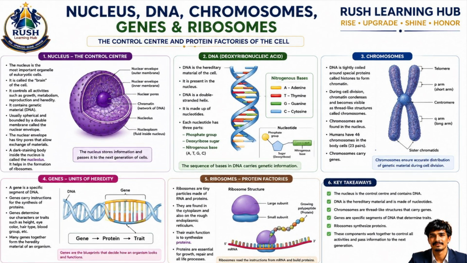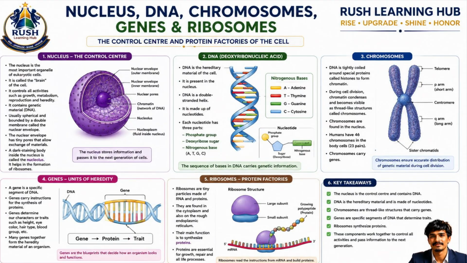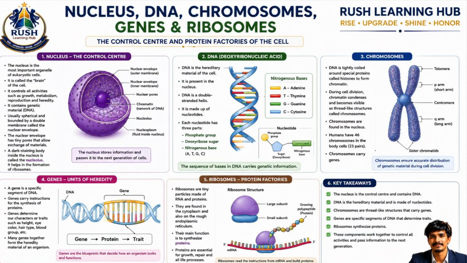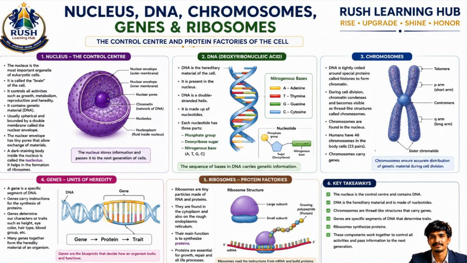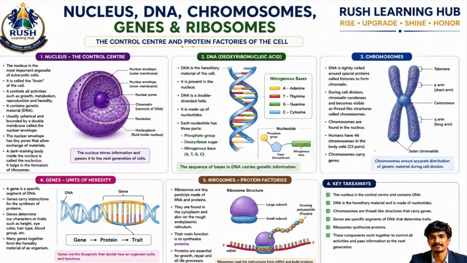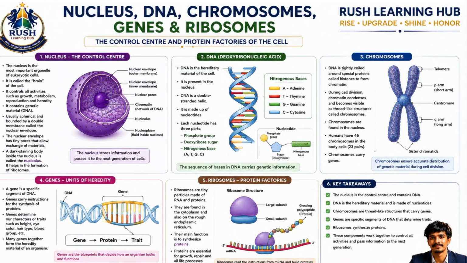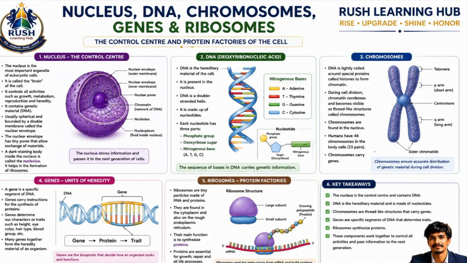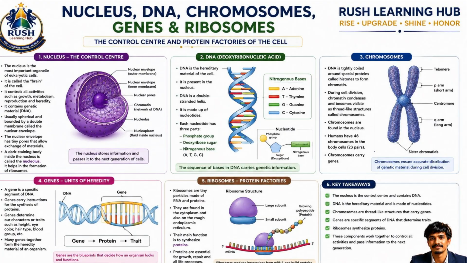They are often called the protein factories of the cell. Proteins are essential molecules required for growth, repair, enzyme production, hormone synthesis, and numerous other life processes. Ribosomes may be found freely floating in the cytoplasm or attached to the rough endoplasmic reticulum.